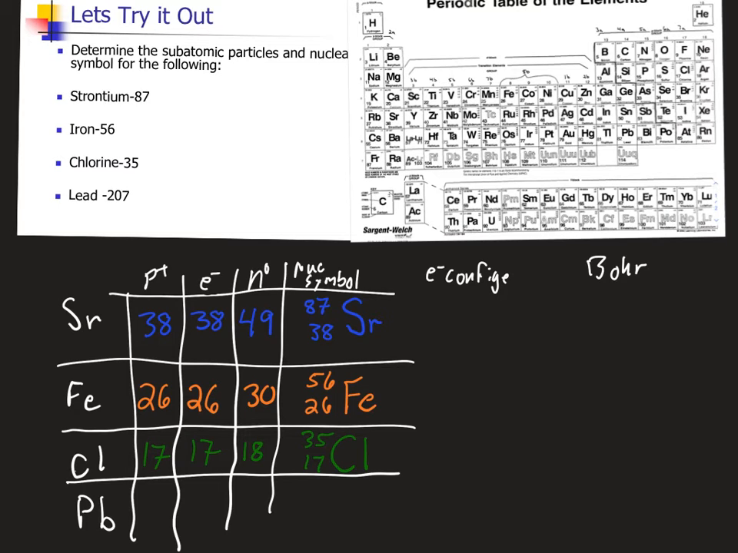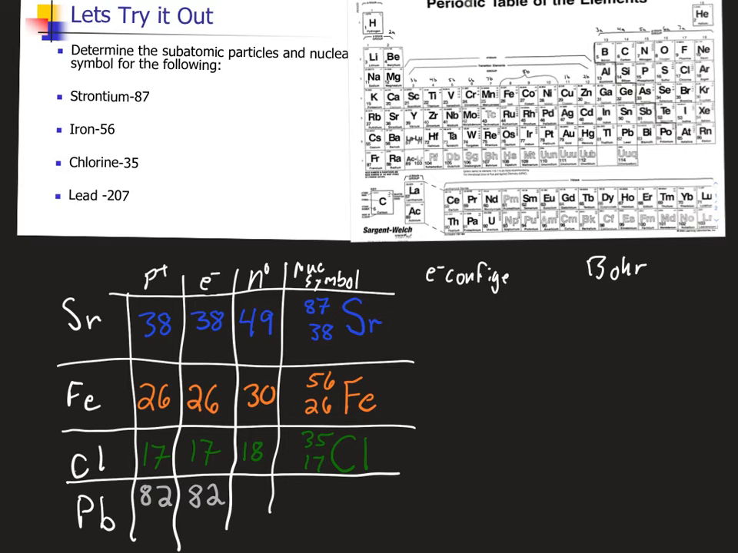Then it will bring us now to lead, where, let's do that. That'll be fun to do. For lead, we look on the periodic table to find the atomic number of 82. Since it's a neutral atom, also the number of electrons will be 82.